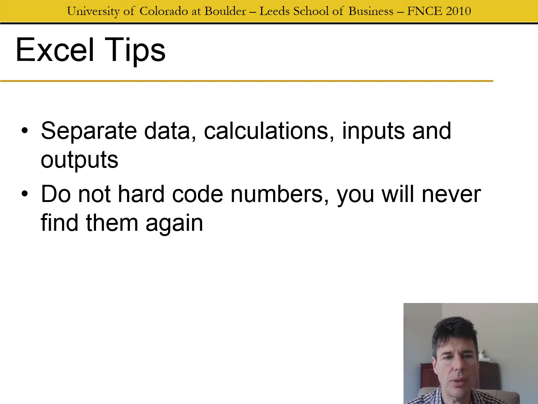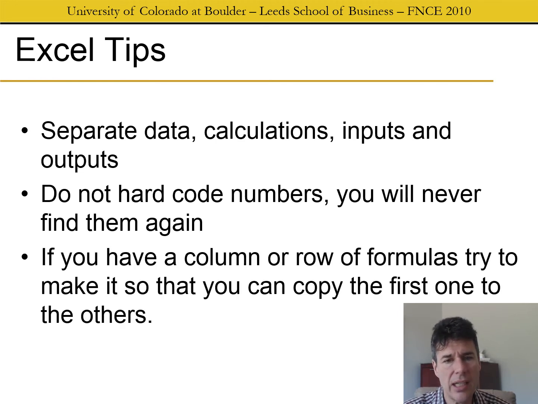Second, don't hard code numbers. If the interest rate is 3%, then make 3% an input and refer to it. Don't, in the middle of your formula, have the 3% reference. Then if you changed your mind and said, actually, it's supposed to be 4%, it becomes much, much more difficult to find the numbers and fix them.